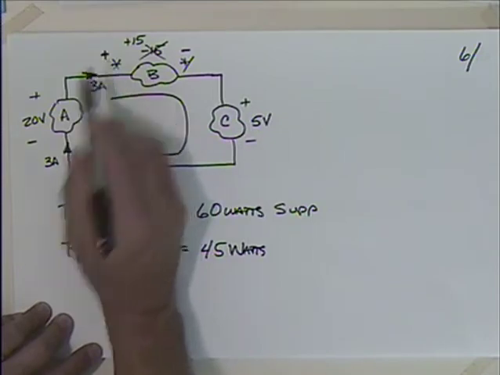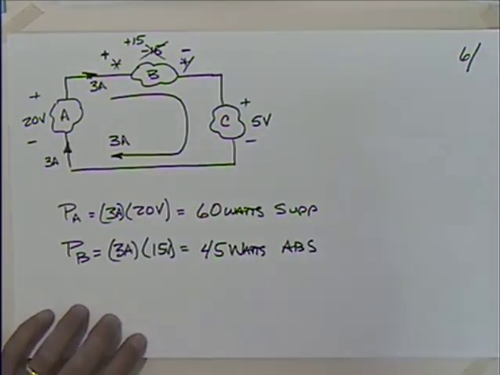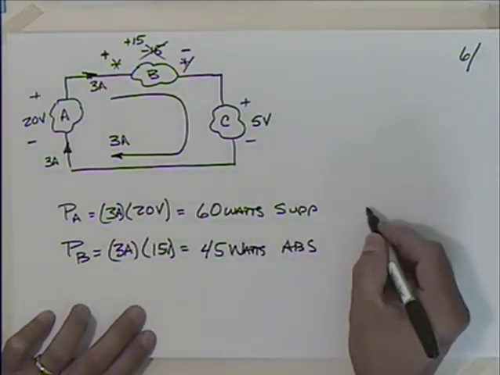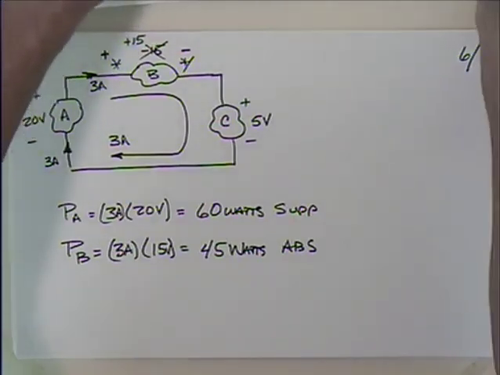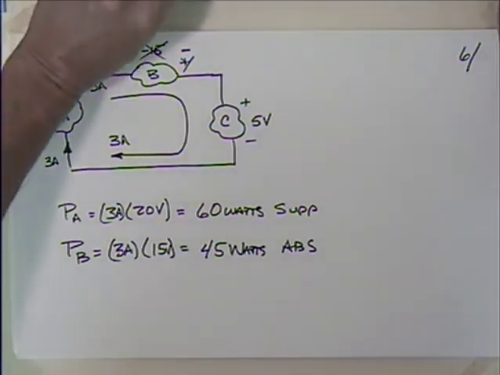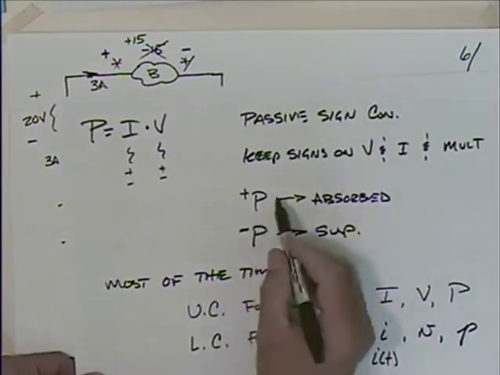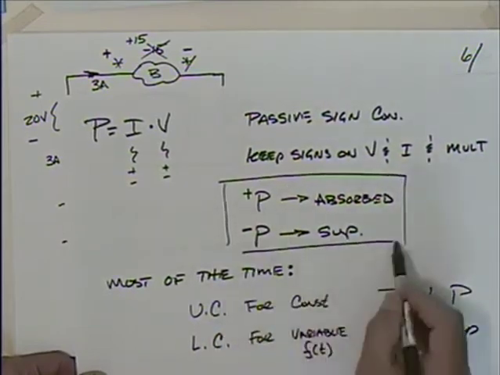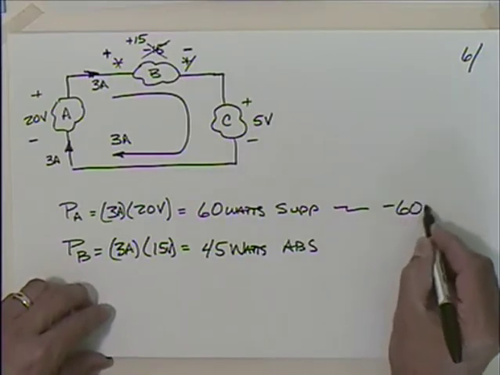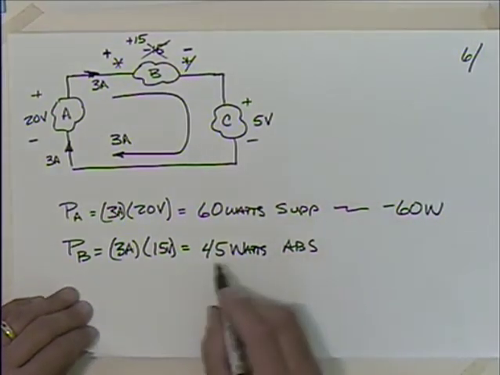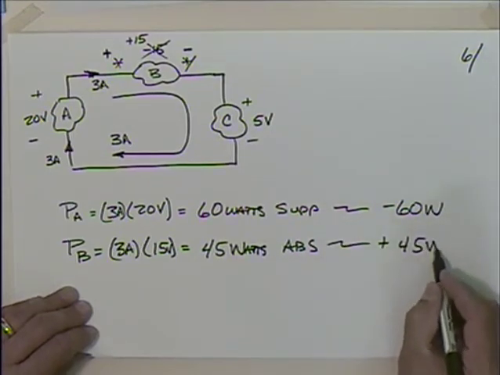And if it entered the positive terminal, that must mean it's absorbed, right? Okay. Well, 60 watts supplied, going back to our convention here: if it's absorbed, it's positive. If it's supplied, it's negative. So this should really be what? Minus 60 watts. 45 watts absorbed should be plus 45 watts.